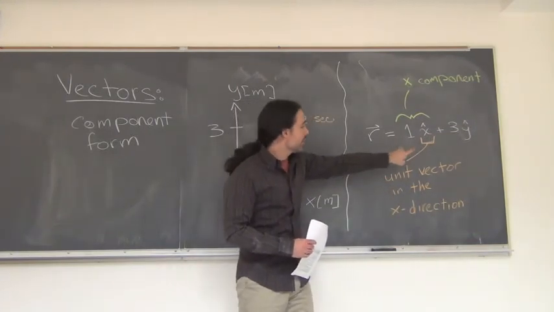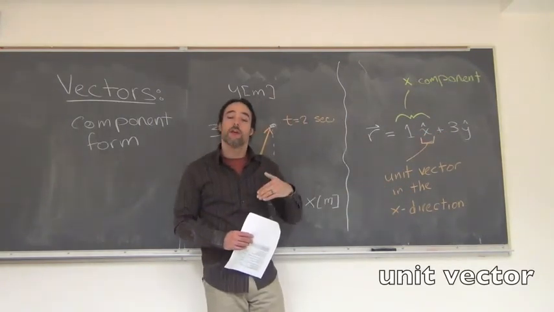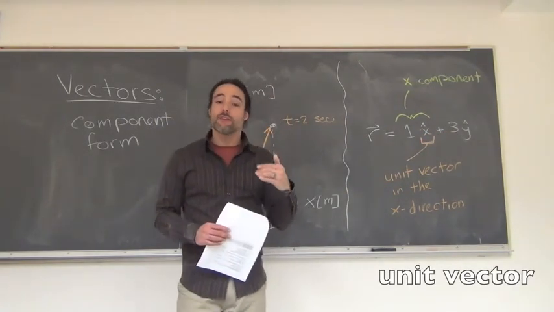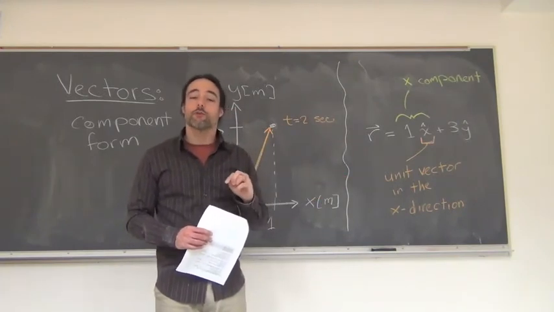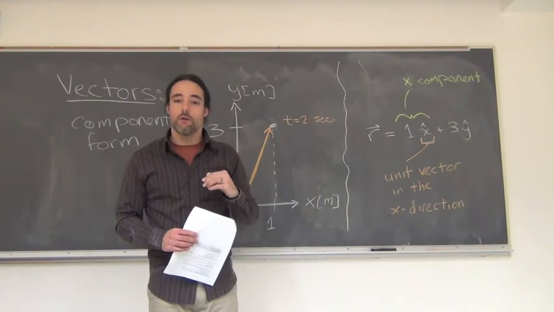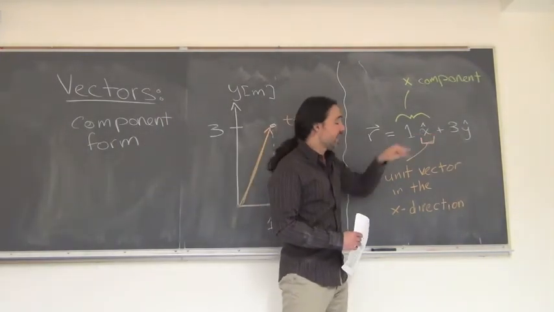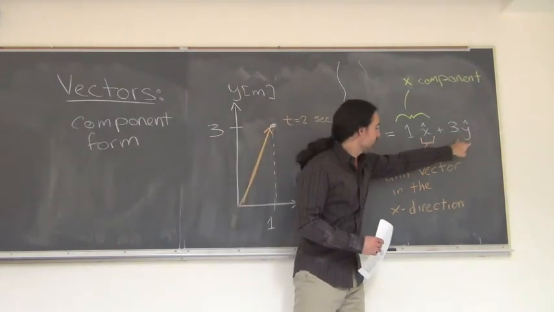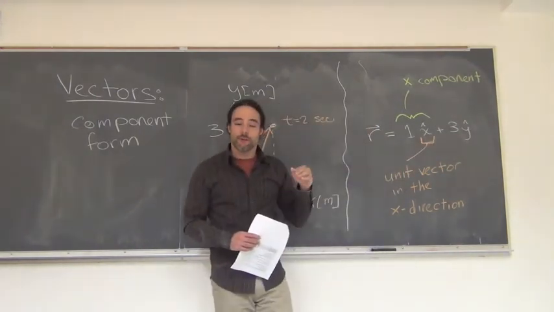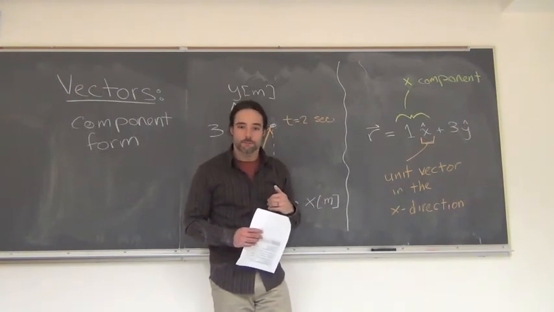Also, as I mentioned earlier, the x hat and the y hat are known as unit vectors. Again, these are vectors that have a length of 1, so we don't care so much about their length, but they do tell us what direction the vector is pointing in. If I look at something that's an x hat, I know that's a unit vector in the x direction. And if I look at something that's written as a y hat, that is a unit vector in the y direction.